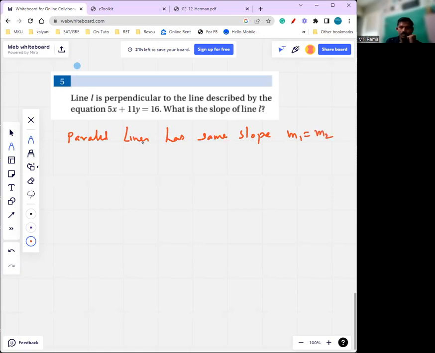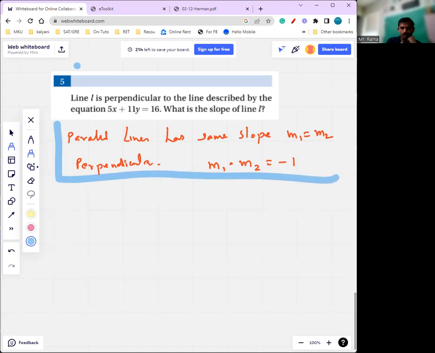If they're perpendicular, when you multiply the slopes, you get negative one, or you can call it the negative reciprocal in mathematical terms. Okay, this is another important tip that you need to write down.